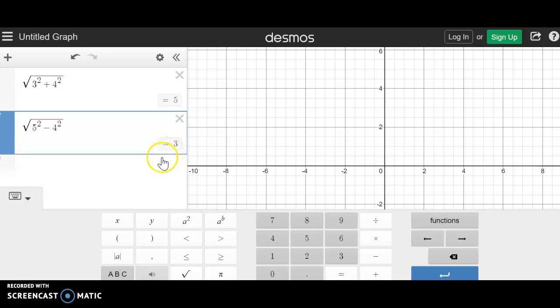You are more than welcome to use the calculator on Desmos to work your assignment for Friday.